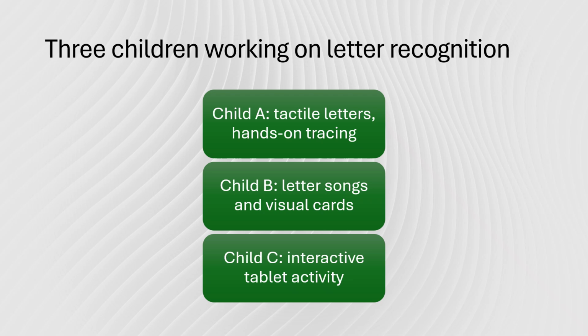Child B responds best to songs and movement and visual cards. So that student learns best with a combination of auditory and visual learning methods. Child C engages best with an interactive tablet, which reinforces the recognition through technology, and then they receive immediate feedback. Each child is working towards that same goal, right? Letter recognition, but in 3 different ways tailored to meet their individual needs. And so when teachers are able to do this, this ensures hopefully interest and engagement and motivation because the child's needs are being met. Right?